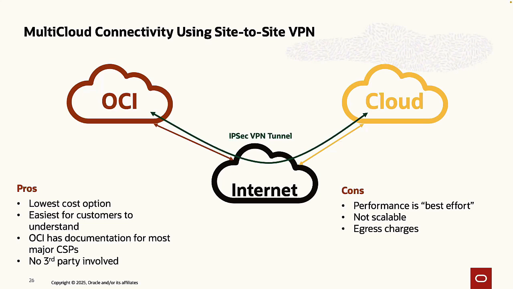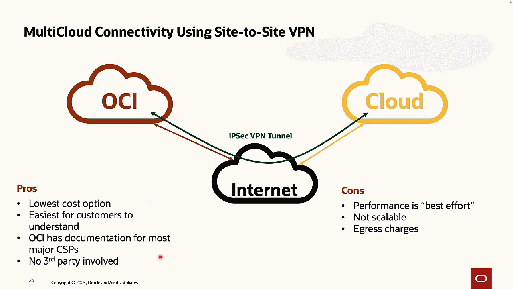Some of the pros of going with IPsec VPN: the biggest one is probably that it's the lowest cost option we have available to you. It's typically easiest for all of us to understand how to use IPsec VPNs. It's a well-known service. Again, OCI has documentation for most other major CSPs on how to set this up between us and other cloud providers. And again, no third party is involved.